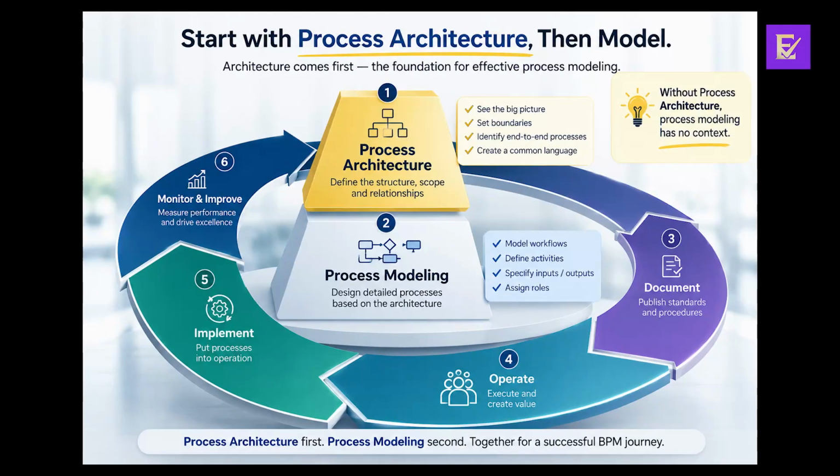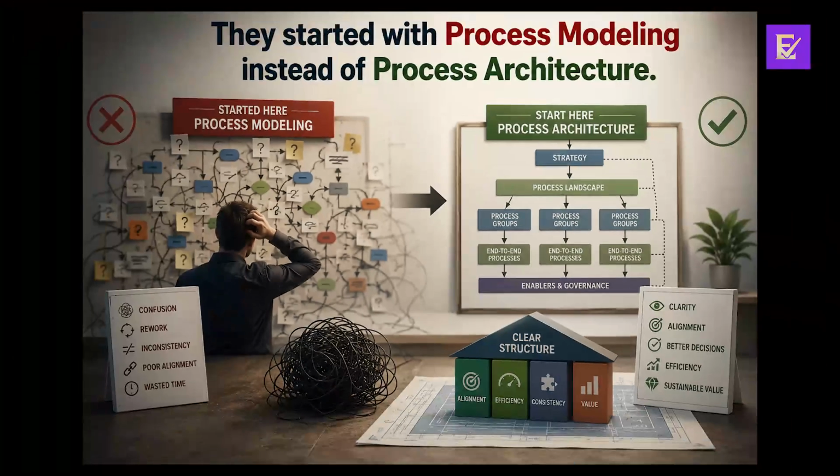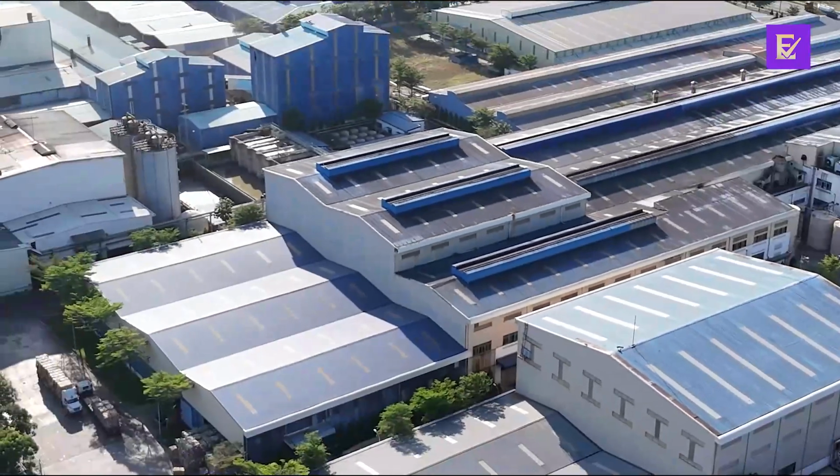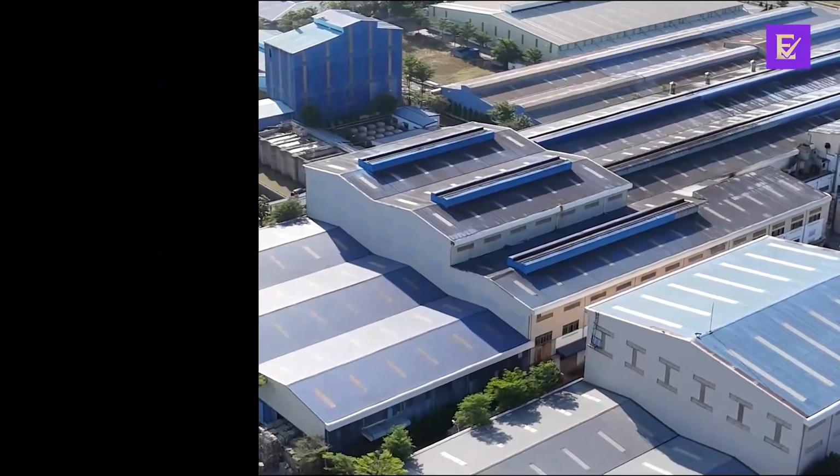Why does this happen? Because they skip the most important step. They started with process modeling instead of process architecture. So, what exactly is business process architecture? Simply put, it is a structured view of everything your organization does.